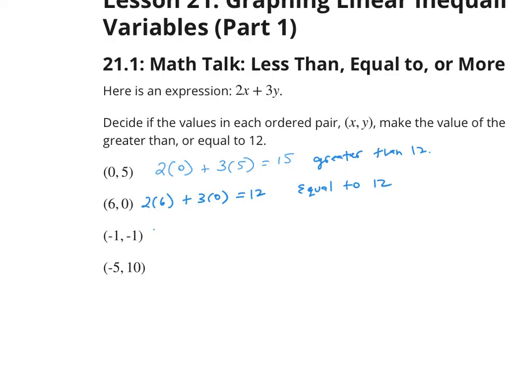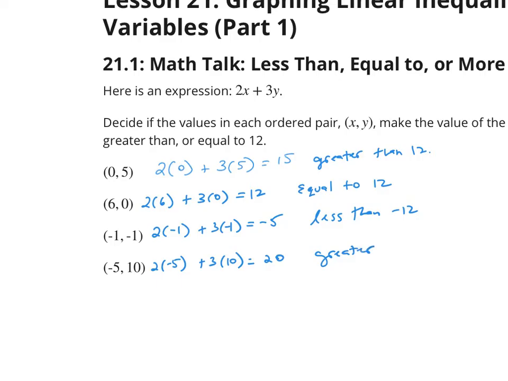All right, so 2 times -1 plus 3 times -1 is going to be equal to -2 plus -3, which is -5. So this is less than 12. Pause the video and go ahead and try the last one. All right, for this one, I'm going to do 2 times -5 plus 3 times 10. 2 times -5 is -10. -10 plus 30 is 20, so this is greater than 12.